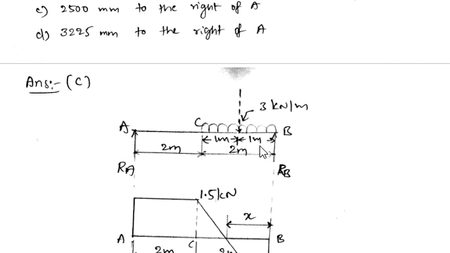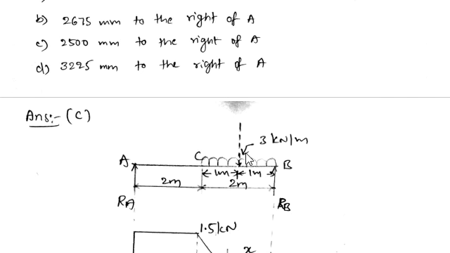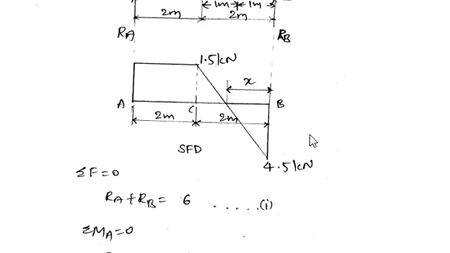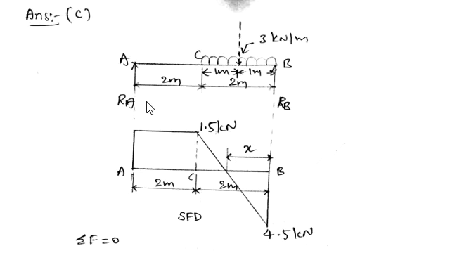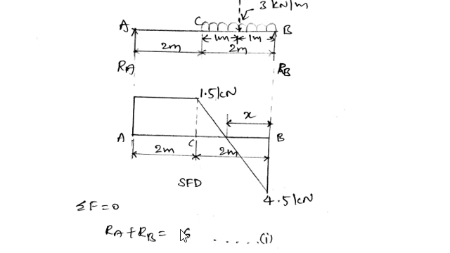For that, we have replaced this UDL with a point load. When you replace it, you keep it at the center of this length, and the total value of the UDL becomes 3 into 2, that is 6 kilonewtons. The sum of forces is 0, so RA plus RB going upwards must be balanced by the total value of the UDL, that is 6. So RA plus RB is equal to 6. That is equation number 1.